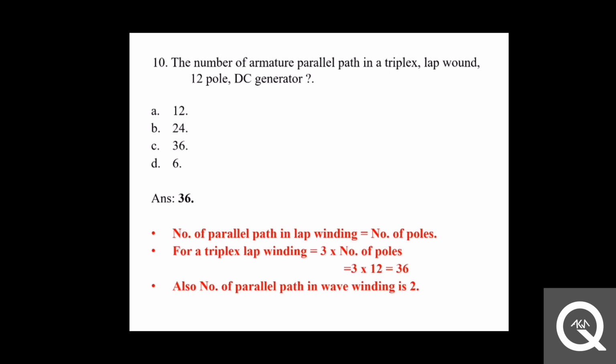In case of lap winding, the number of parallel paths is equal to number of poles. In case of wave winding, the number of parallel paths is constant, which is equal to 2. For a triplex lap winding, it's 3 into number of poles, that is equal to 3 into 12, that is equal to 36. If it's a triplex wave winding, then it's 3 into 2, that's equal to 6. Next question.